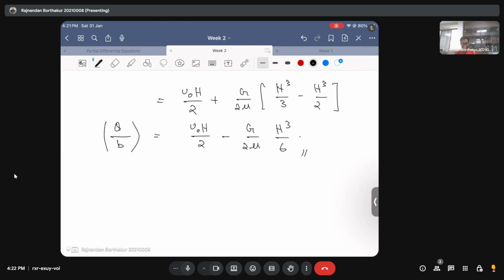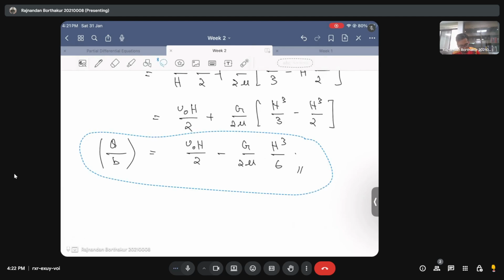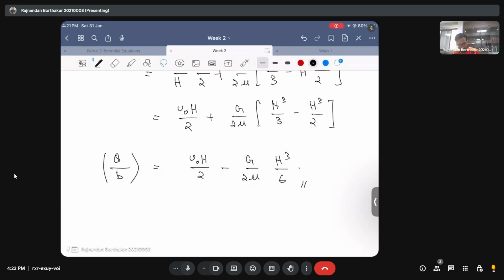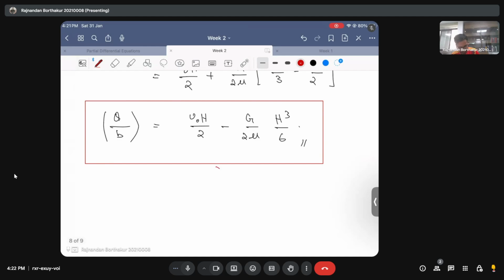All right, that's all that we are required to solve in this example. I will maybe stop here for a couple of minutes. You can let me know if you have any doubts. That's the volume flow rate per unit width.